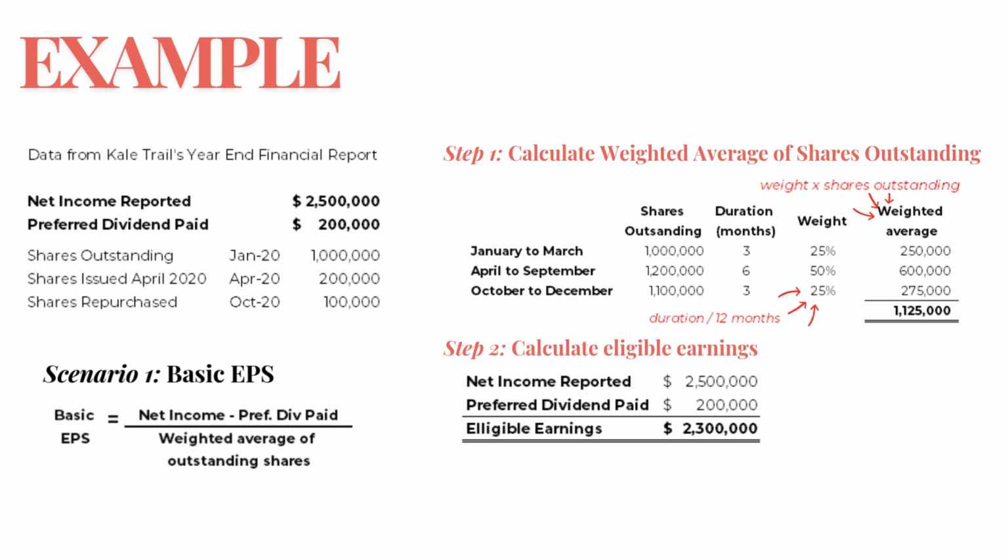And finally, calculate your basic EPS. You have to divide your eligible earnings by your weighted average of outstanding shares. So 2.3 million divided by 1,125,000 shares, and that gives us a basic earnings per share of $2.04 per share.